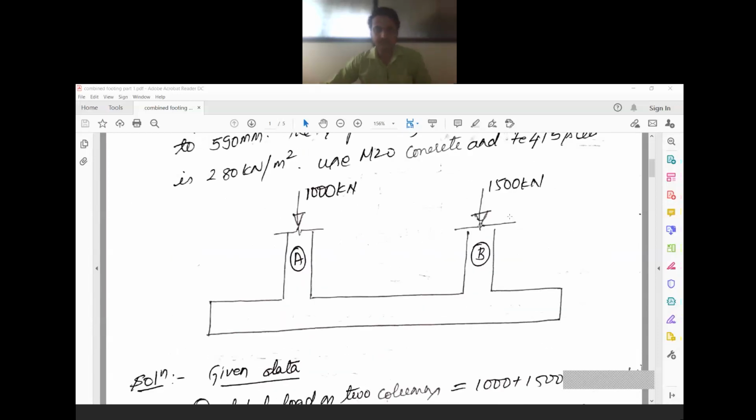You can observe this. We have two columns. For this, we have to design a rectangular combined footing. So two columns we have, and they have given the column loads. For column A, the column load is 1000 kilonewton. For column B, the load is 1500 kilonewton. What we need to do is find out the dimensions of the foundation. First we have to find the dimensions of the foundation, then we have to calculate the shear force and bending moment and all these things.